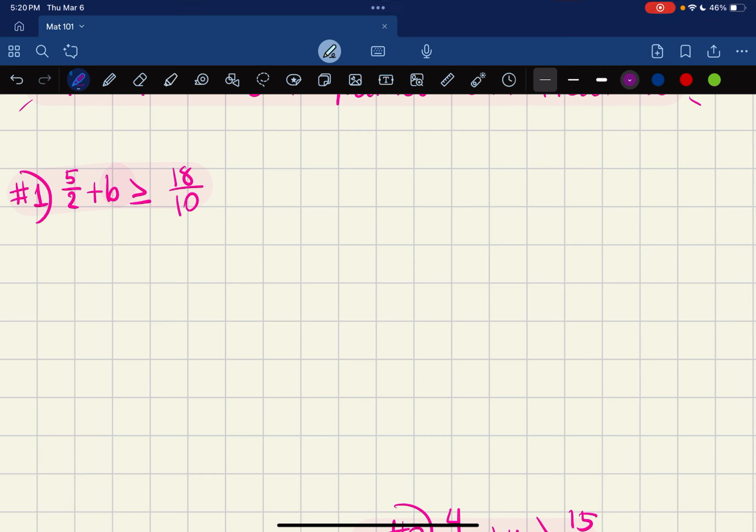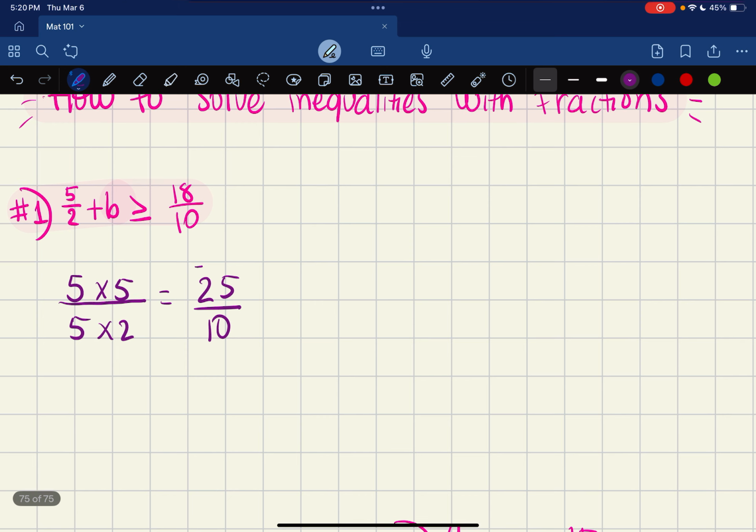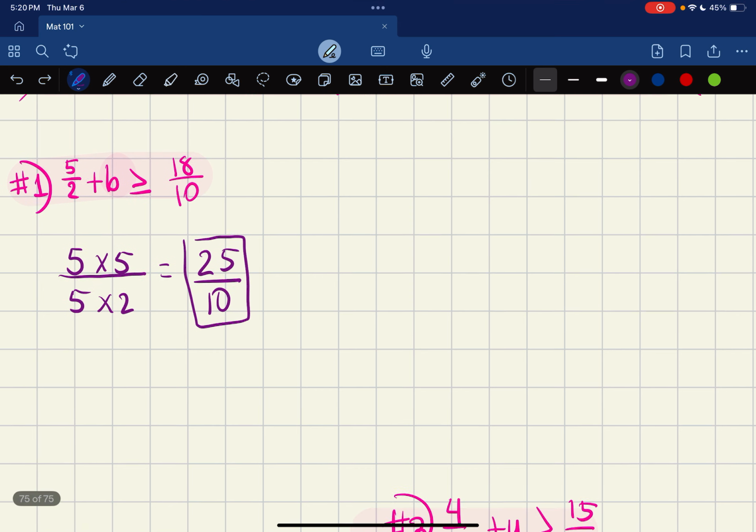So the first thing I'm going to work with is this first equation. What I'm going to do is 5 times 5, and then 5 times 2. This would be equal to 25 over 10. So here I have a new equation. So let's work with the second equation.